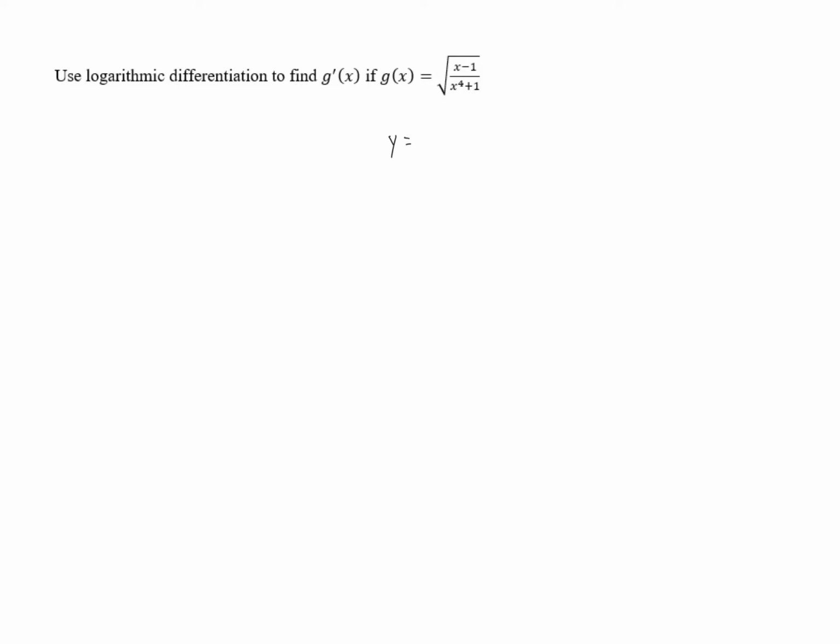I'm going to rewrite this as y equals the square root of (x minus 1) over (x to the fourth plus 1), just because it's easier notation to work with. And then let's take the natural log of both sides. That gives us ln of y equals ln of this whole square root.